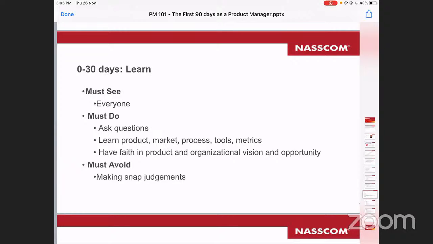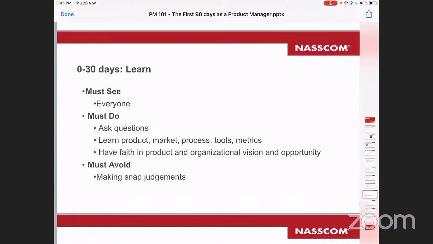I looked at it as three sections. I said must see, must do, and must avoid. Must avoids especially are some of my own learnings. Not that my career has been the smoothest. I've had my bumps, so I wanted to share some of my learnings. So must see is, I think, everyone related to the product.